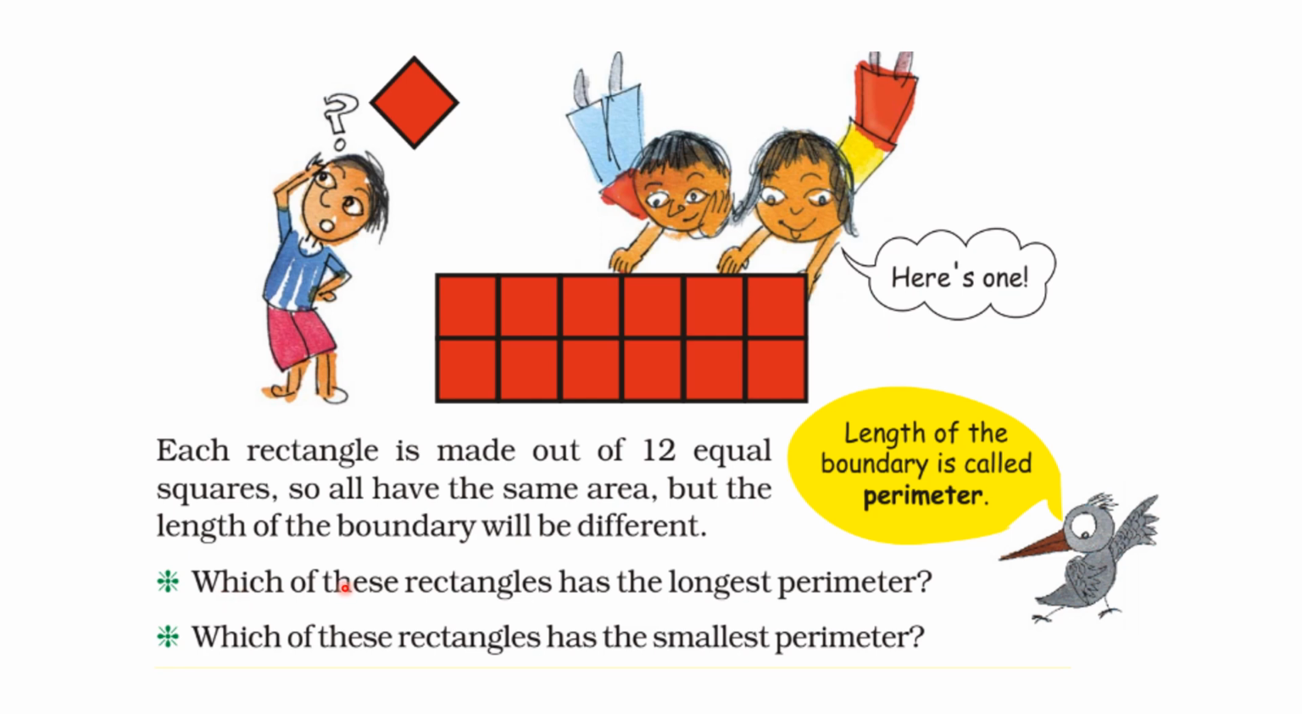Let's solve the sums. Which of these rectangles has the longest perimeter and which of these rectangles has the smallest perimeter? So we have drawn 7 rectangles and you have to find out of these 7 rectangles which has the longest perimeter and which has the smallest perimeter. It's clear?